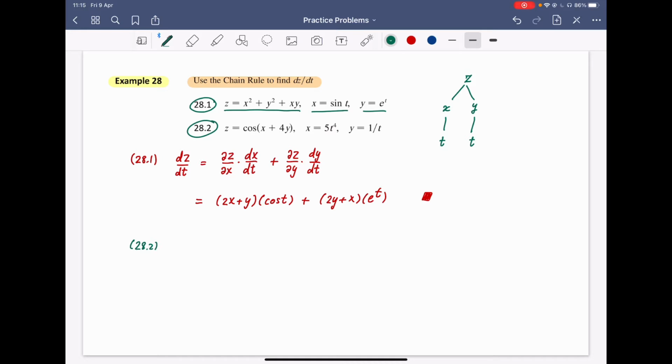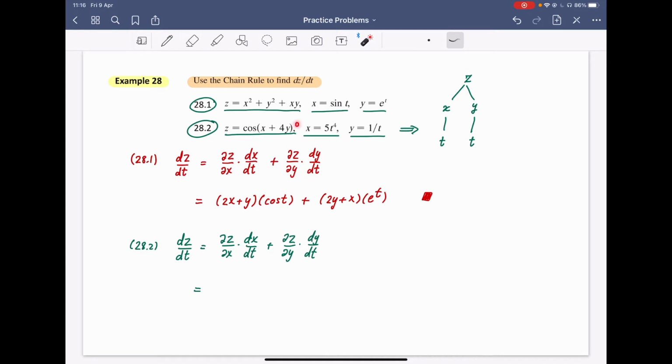All right, so for question 28.2. If you see the question, this is c equal to cosine of x plus 4y, x equal to 5t to the fourth power, y equal to 1 over t. So you get the same diagram. That means the formula for dc by dt is going to be partial c by partial x times dx by dt, plus partial c by partial y times dy by dt. The same thing, right? And now you differentiate c with respect to x.